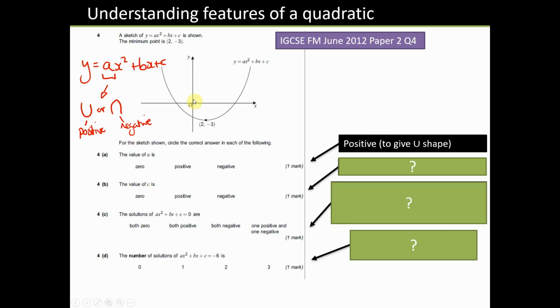The value of c. Is the value of c 0, positive or negative? Well, the value of c tells us what our y-intercept is, and that is low down below the x-axis, so that would be negative.